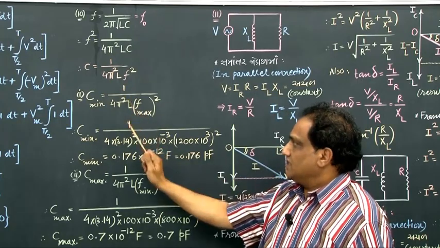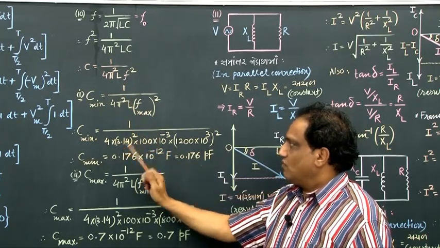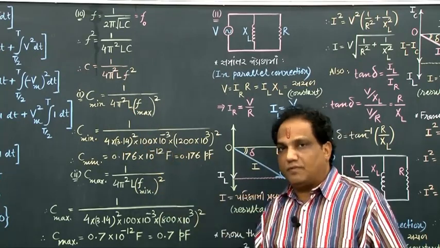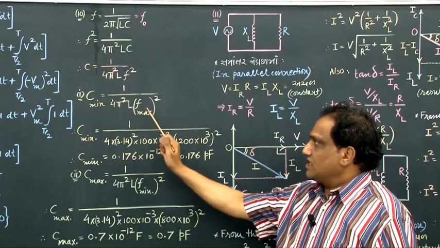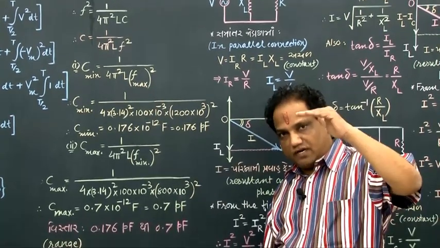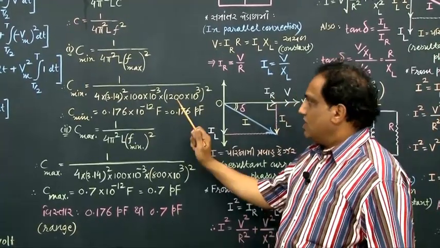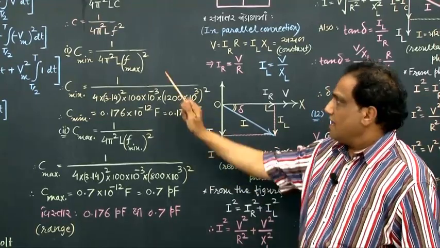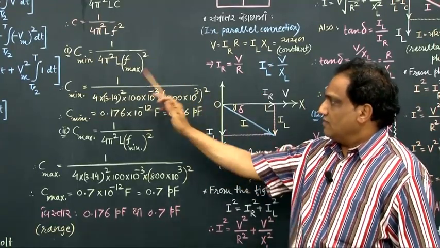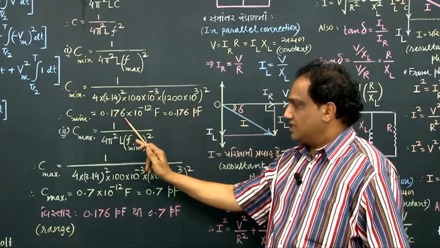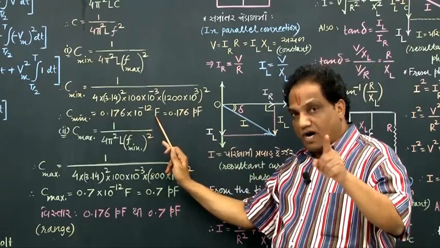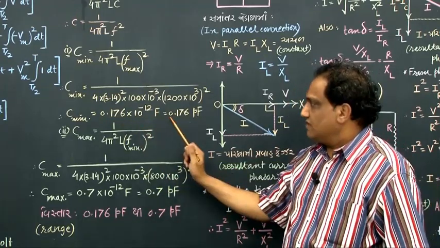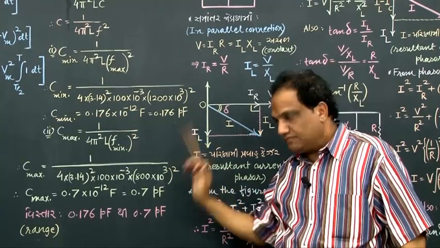1 as it is, 4 as it is, pi value is 3.14. This inductance is 100 millihenry, convert it into Henry, multiply by 10 raised to minus 3. What about the maximum frequency? From 800 to 1200 kilohertz, 1200 is maximum, but you must convert 1200 kilohertz into hertz, multiply by 10 raised to 3 and then square it, okay? Simplify. The answer is 0.176 into 10 raised to minus 12 farad, but 10 raised to minus 12 farad is nothing but 1 picofarad. So this is 0.176 picofarad, correct?